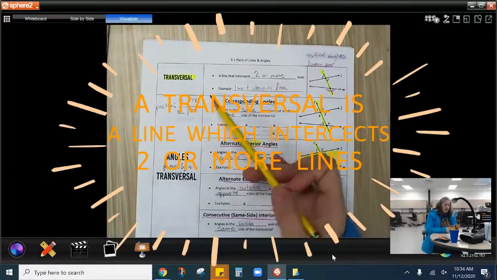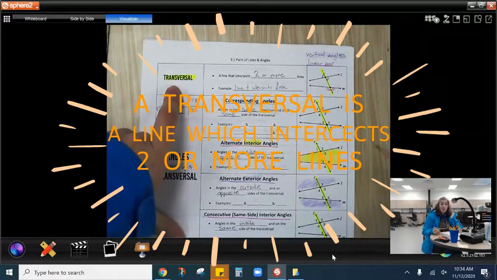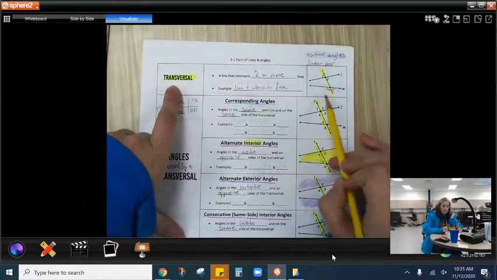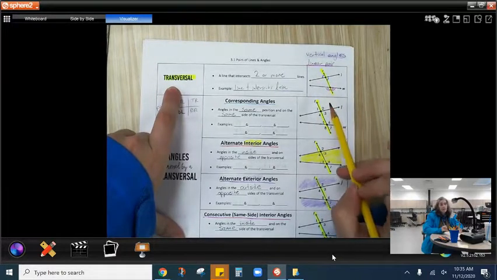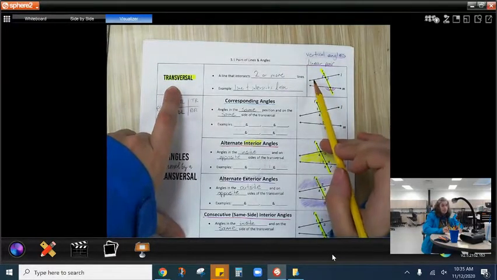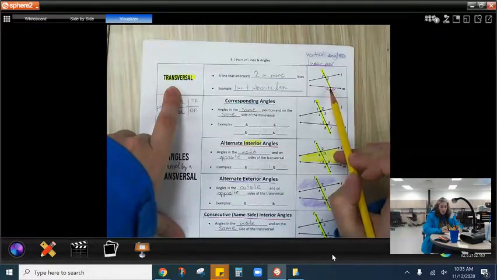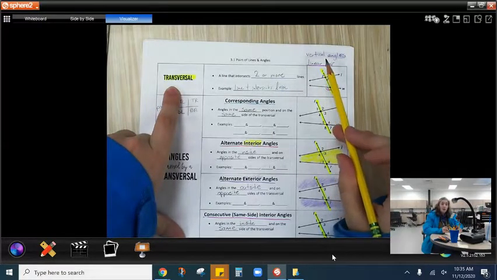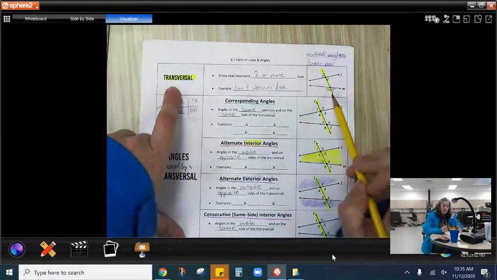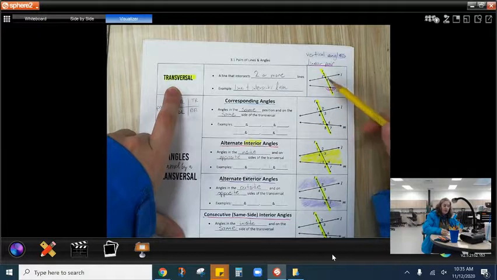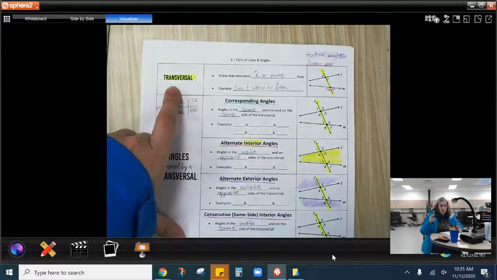We have a transversal, which is a line that intersects two or more lines. So when we look over here at our little diagram, we've got lines T, L, and M. L touches only line T, not a transversal. M touches only line T, not a transversal. But line T touches both L and M. So line T intersects L and M. It is a transversal. And the angle that it intersects doesn't matter. It just matters that they touch, that they intersect.